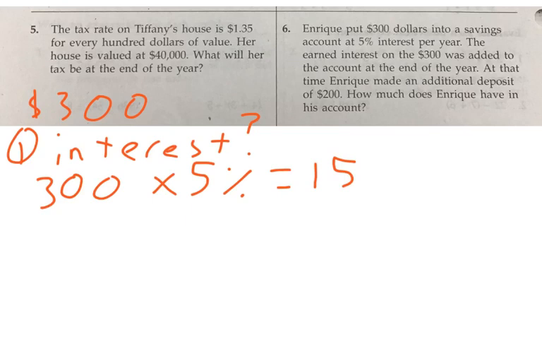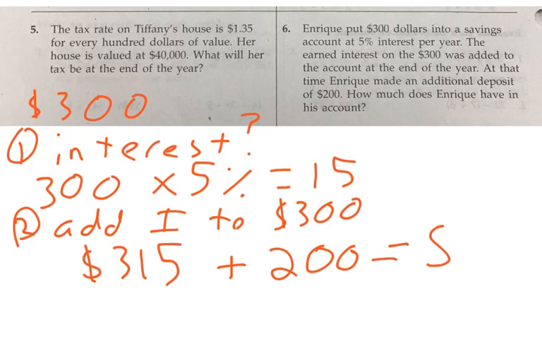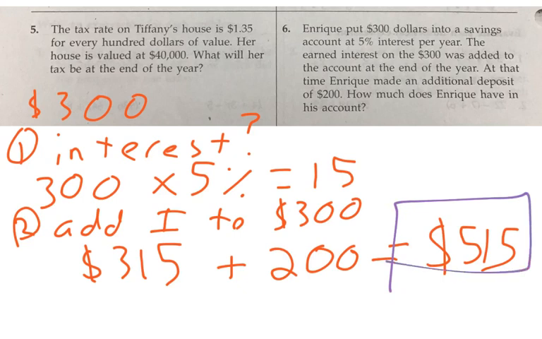So what we have to do with this, we have to add the interest to that $300. So that means that he has $315 in his bank account once he gets interest. At that time, he added an additional $200. So we're going to add 200 to that, and he gets $515. So how much does he have in his account at the end? $515.